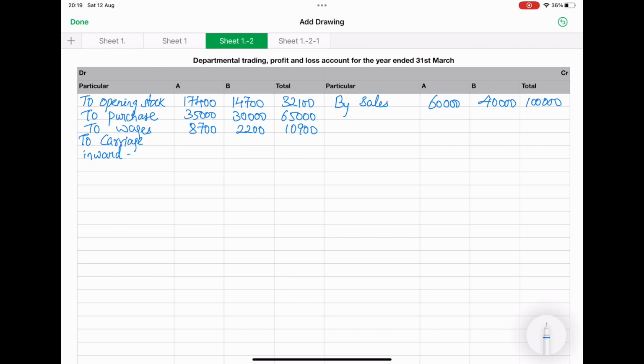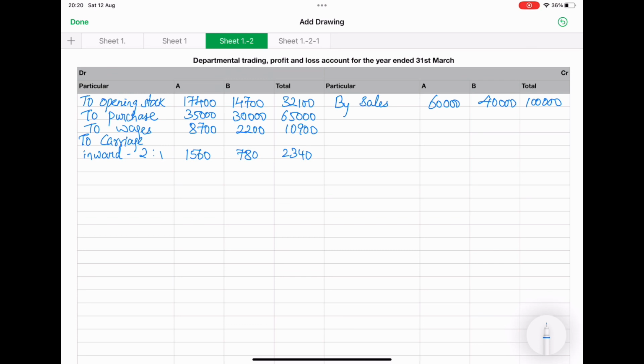In the question itself they have given the ratio. We have to mention it in the ratio of 2:1. So total carriage inward 2,340 into 2/3, the amount will be 1,560. 2,340 into 1/3, 780.